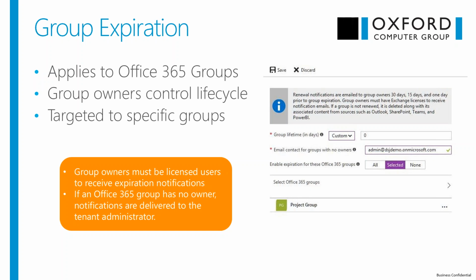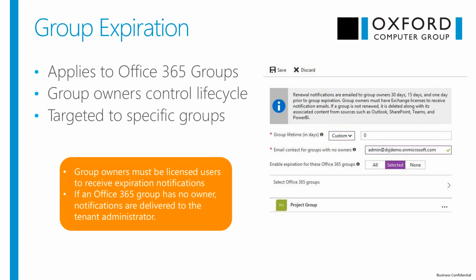Again, can be targeted to specific groups. I took a screenshot here out of my demo tenant, and I only have one eligible group that I could set for expiration, and it's just a generic project group. Under group lifetime in days, there's a custom option. There is a series of predetermined lengths, and then you have a custom, and the default when you choose custom is 0, you have to change that.